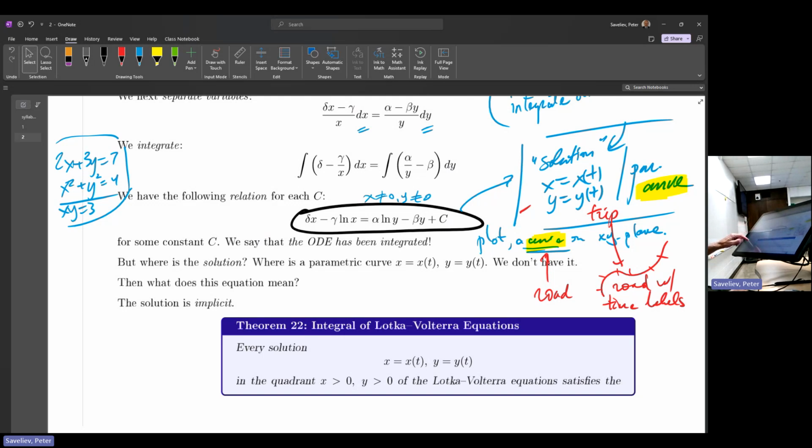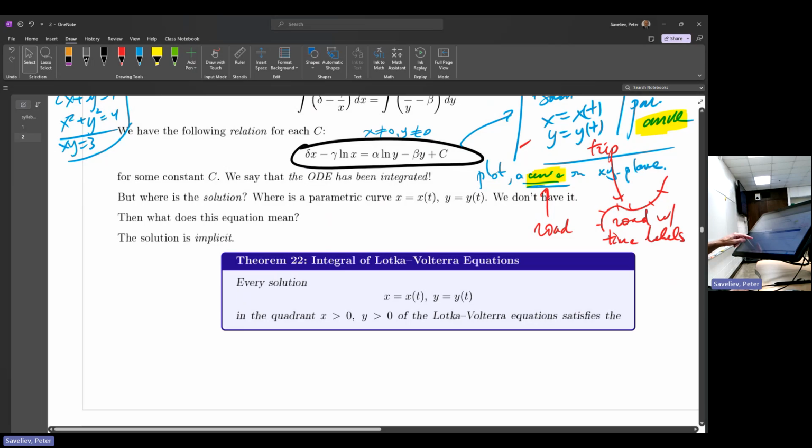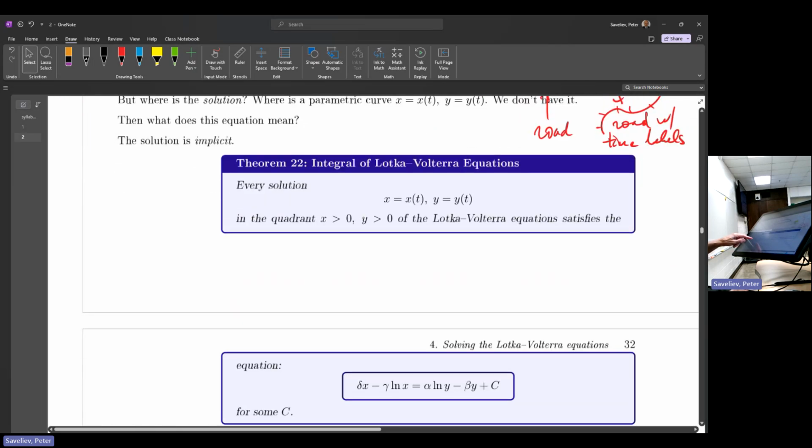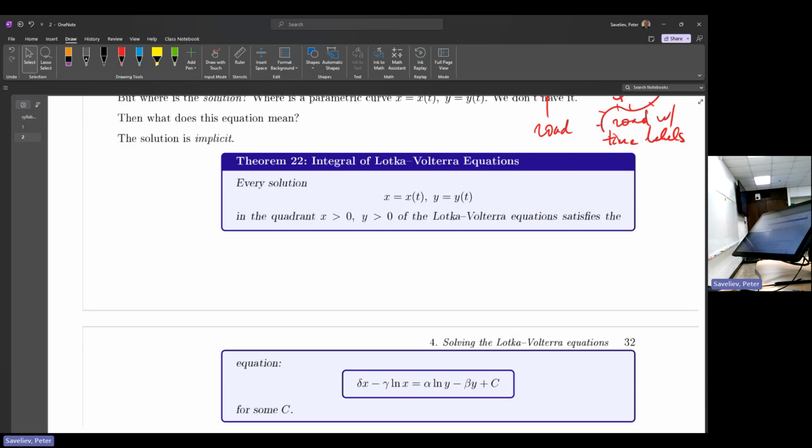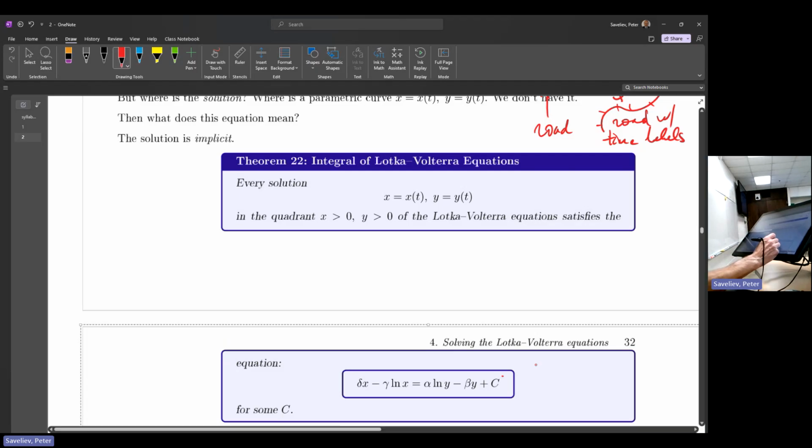Okay, so in the first quadrant, the Lotka-Volterra equation satisfies this equation that we have. As you can see, X and Y's are nicely separated from each other. C, remember what C stands for. And what's the meaning of C? Is it, yes, a constant, but which one? I don't specify which constant, so what does it tell me? Just multiple, yes, really multiple.